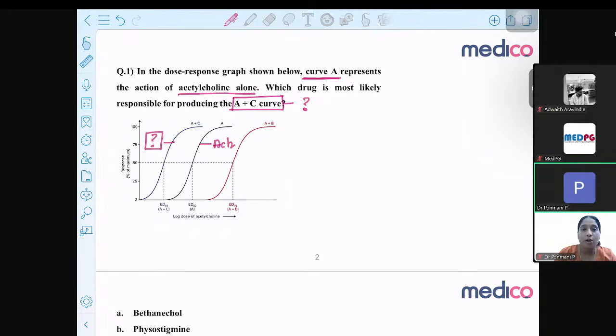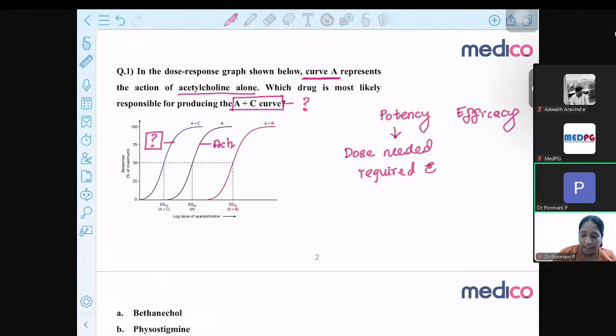Before we want to know about these curves, we need to know the meaning of 2 words, which are potency and efficacy. So what is potency and efficacy? Potency means the dose which is needed to produce a required effect. A drug is called more potent if it produces a good response at a lesser dose, whereas a drug is called less potent when the same response is produced at a greater dose.